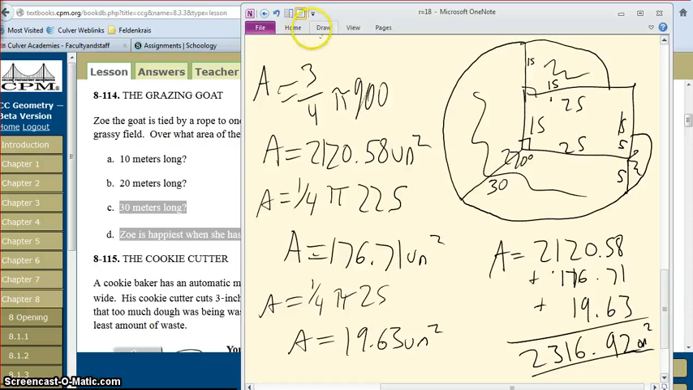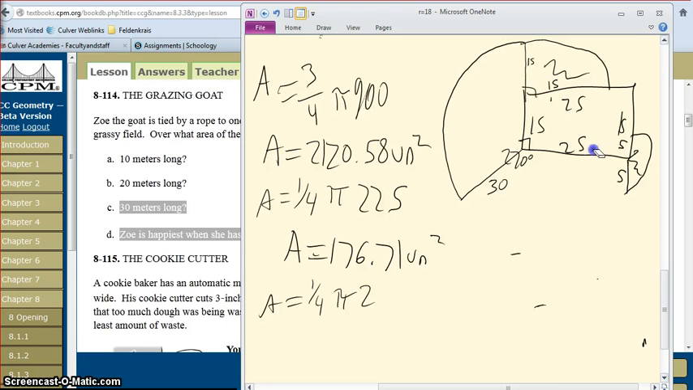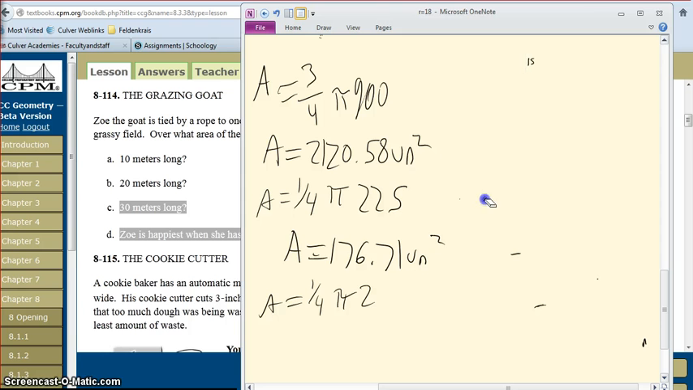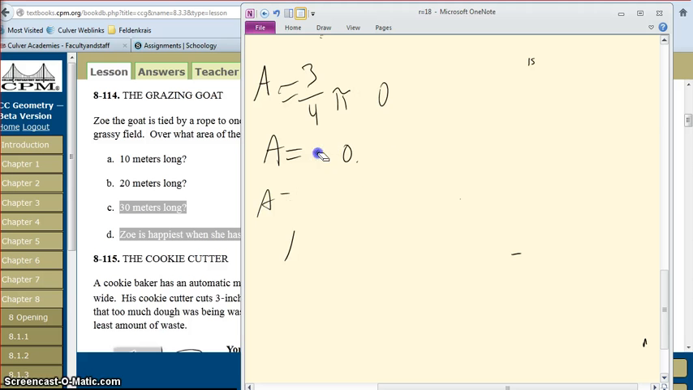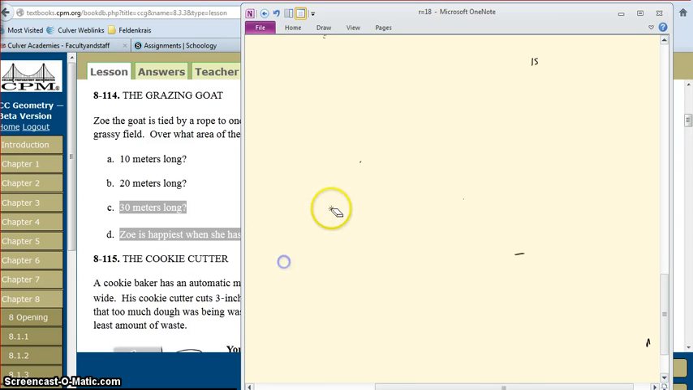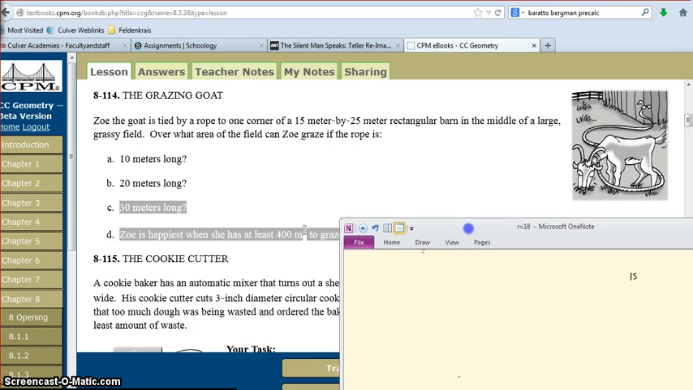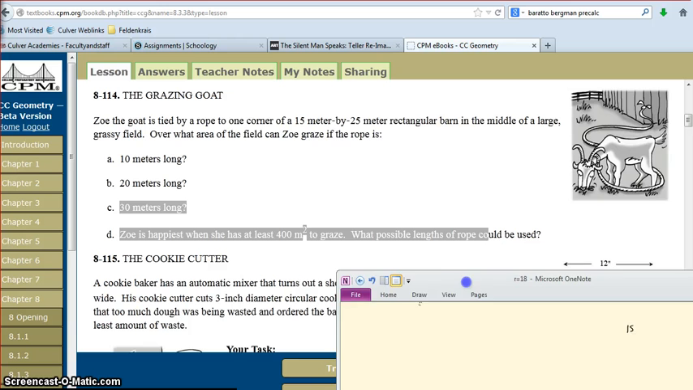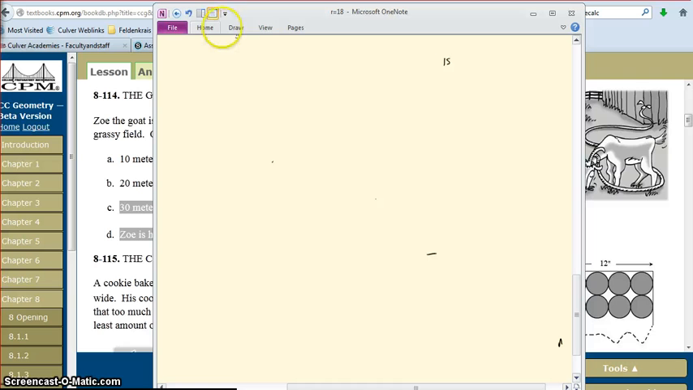All right. Last one. Zoe's happiest when she's at least 400 meters squared away to graze. What possible lengths could be used? All right, let's just use the area formula since we know that. Let's use what we know.